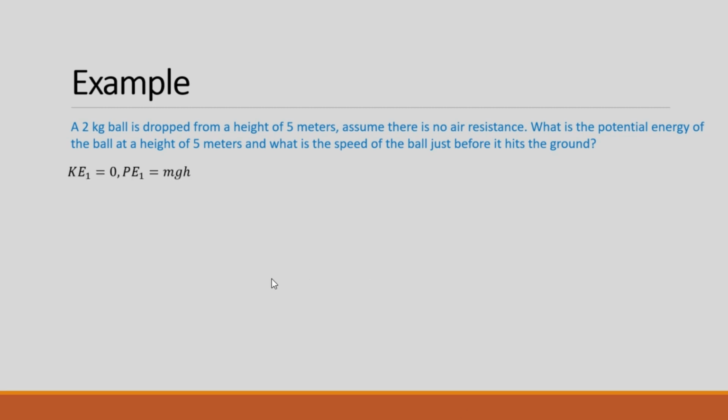So we can write down the initial energies. Since the ball starts at rest, it starts with 0 kinetic energy. And since it starts at a height, it will have gravitational potential energy equal to mgh.